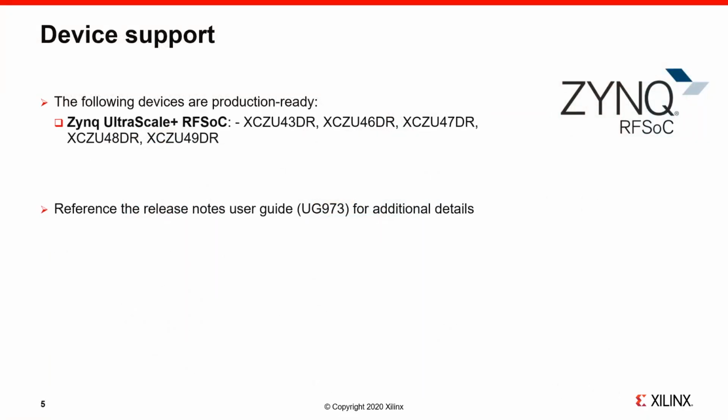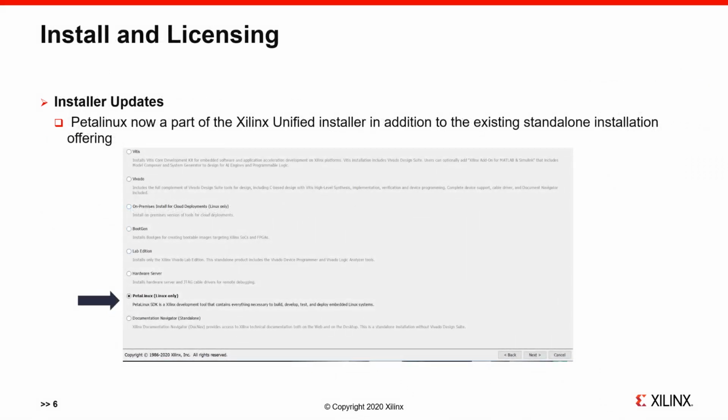For Zynq UltraScale+ RFSoC, we have ZU43, 46, 47, 48, and 49 DR devices which are production ready. For any additional details, please refer to UG973. To wrap up the complete tool offering in the Unified Installer, Petalinux is now a part of Xilinx Unified Installer.